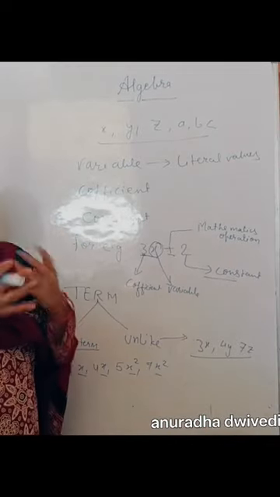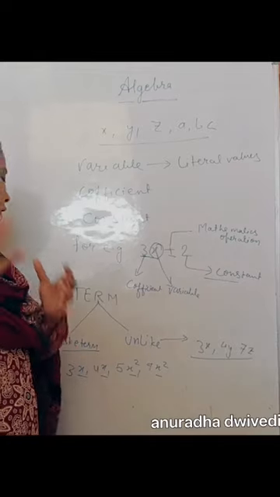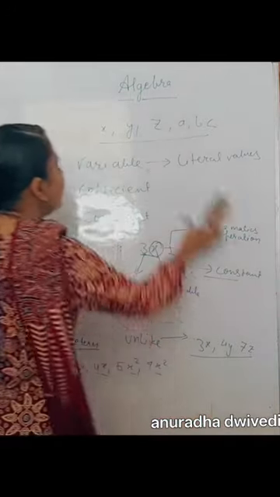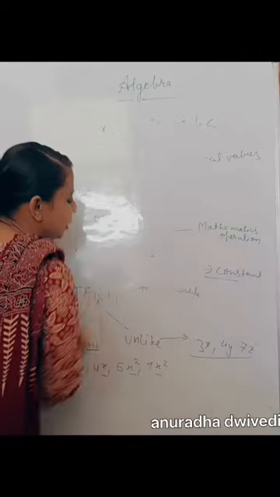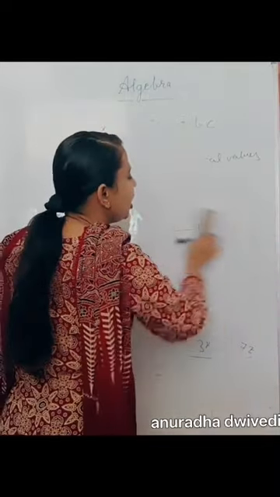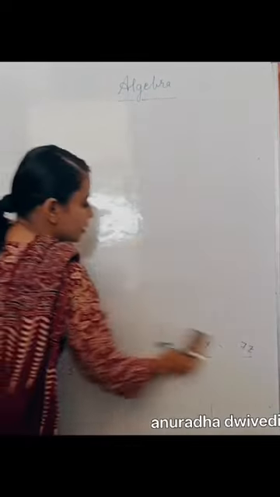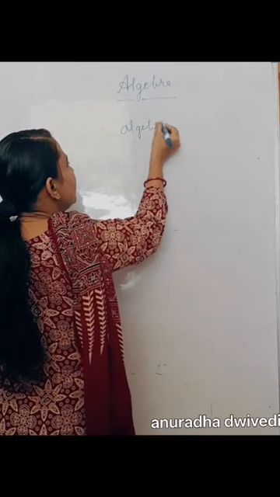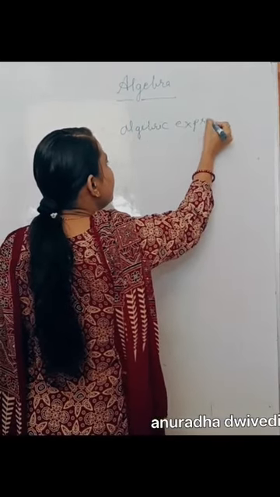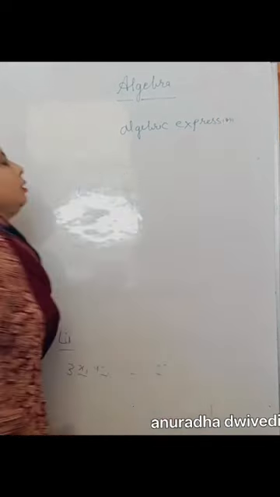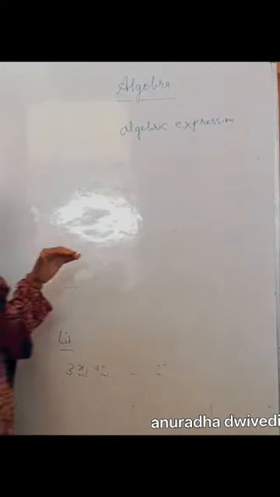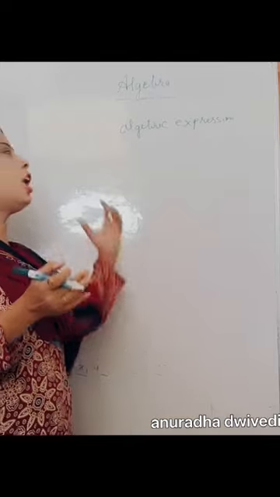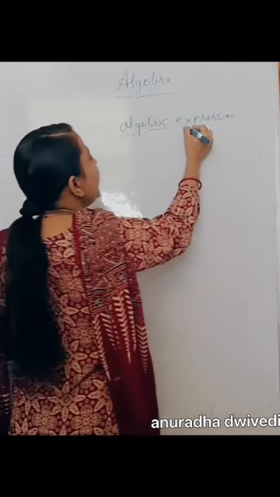Now we are discussing how many types of terms there are. The two types of terms are like and unlike. Now we are discussing another topic, the algebraic expression. These are algebra. Now we are coming to the algebraic expression. Previously we discussed the constant, variable, coefficient, and like and unlike terms. Now we are discussing the algebraic expression.